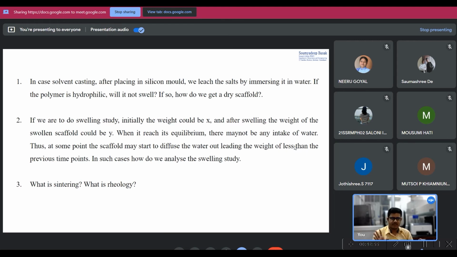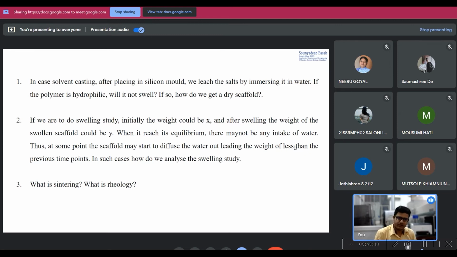Next, the question goes like, if we are to do a swelling study, initially the weight could be X, and after swelling, the weight of the swollen scaffold could be Y. So after swelling, it gets to Y. When it reaches equilibrium, there may not be any intake of water. Thus, at some point, the scaffold may start to diffuse the water out, leading to a weight less than the previous time points. In such cases, how do we analyze the swelling study?